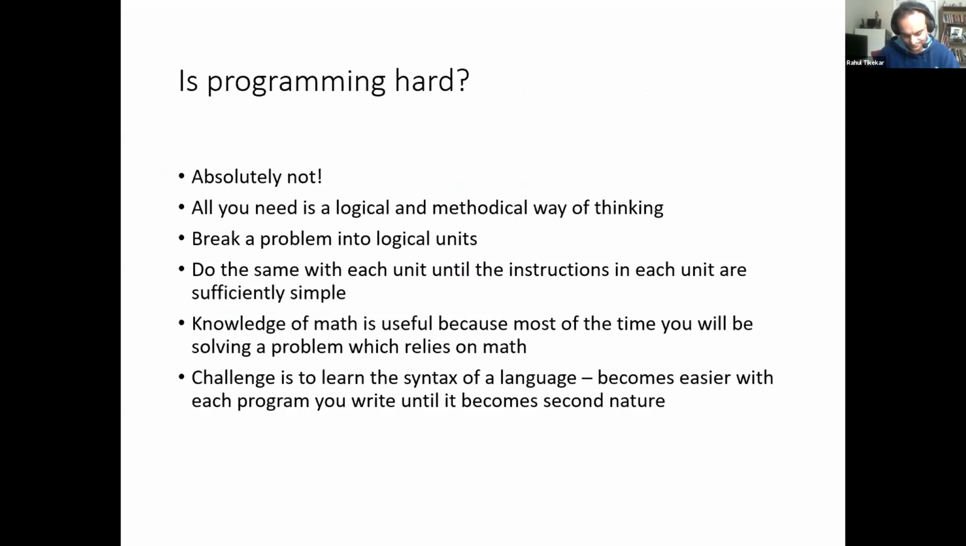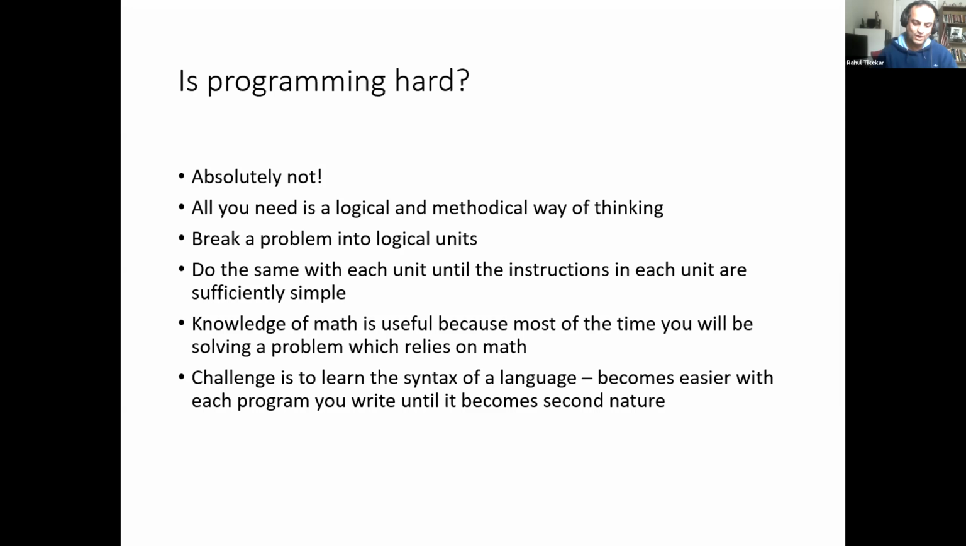Moving on. So the first question that most people want to ask is, is programming hard? It's a relative question, but in general, no. All you need is a logical and methodical way of thinking, and most of us already do that. The idea is to take a problem and then break it into smaller logical units. Then take each unit and further break it down into smaller logical units. And you keep doing that until the instructions in each unit are sufficiently simple or basic.